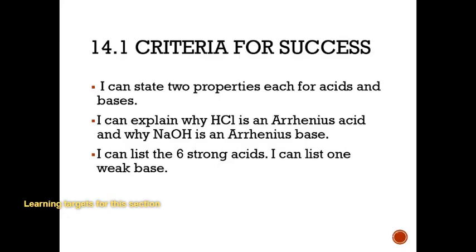Second, you'll take specific examples like hydrochloric acid and sodium hydroxide and explain them using Arrhenius's definition. Acids produce H+ ions in water. Bases produce OH- ions. Finally, you're going to memorize the 6 strong acids: HCl, HBr, HI, HNO3, H2SO4, and HClO4, and at least one common weak base like ammonia. These aren't arbitrary facts. They're the building blocks you'll use constantly in reactions and calculations ahead.